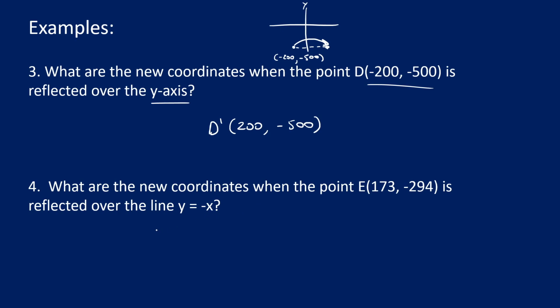All right, and then likewise, we just need to know the rule for this. xy becomes -y, -x. We switch the points or the coordinates around and we change their signs. So 294, comma, -173. Switch them around and change the signs.